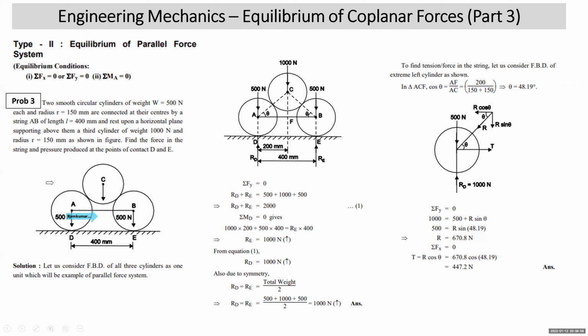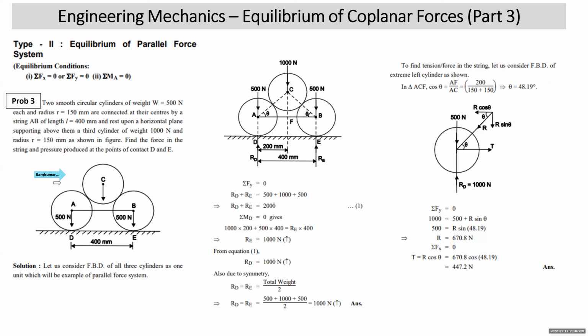Now students, let's understand. Three cylinders are given to you. The middle cylinder is kept on the lower two cylinders. We have solved this type of problem in type 1. We can solve this problem also in type 1. We can find the inclination of the line joining the centers, and then we can separate out all the three cylinders. FBD of each cylinder will be an example of a concurrent force system. We can find all unknowns. So this problem can be easily solved in type 1.